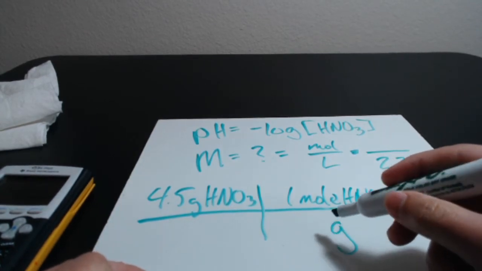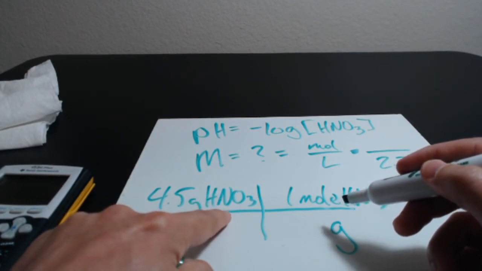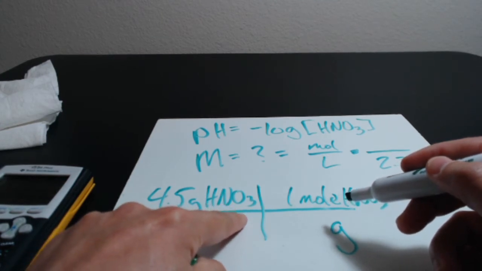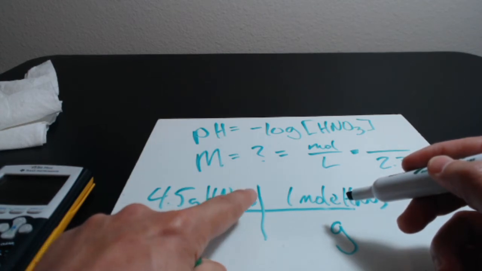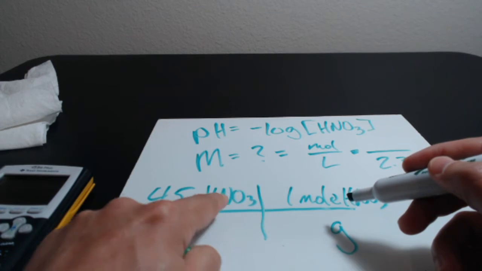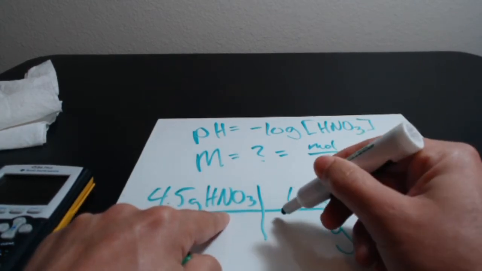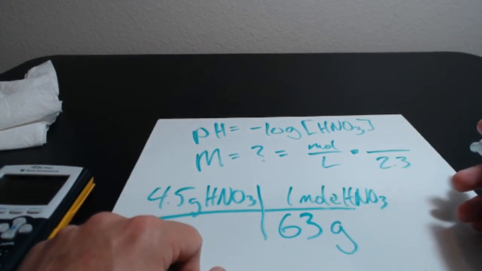Alright, so what's the molar mass here? Well, 1 from hydrogen, 14 from nitrogen, so that's 15 from those two. Oxygen is 16, 16 times 3, what is that? 16 times 3 is 48. So 48 from the oxygens plus 15, 48 plus 15, 63 grams per mole. If you need to use a calculator, please use a calculator to figure that out.